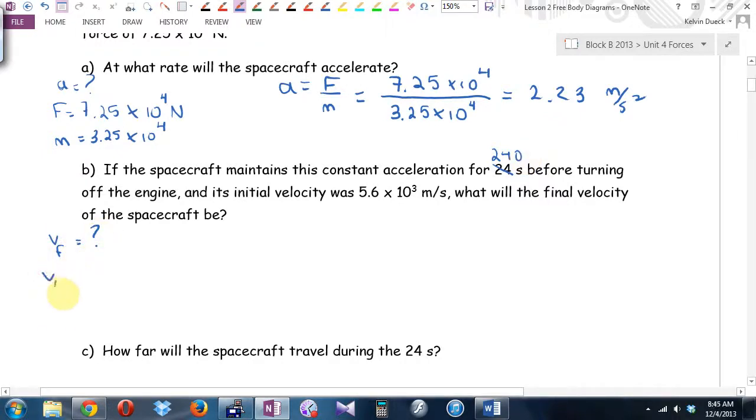Oh, and they told me v initial. That was 5.6 times 10 to the 3rd. And they told me time was 240. Oh, and what did I find in part A? No pun intended. So I know the acceleration is 2.23. Hey, have I got something that's got vf, vi, a, and t in it? And conveniently, the vf is even by itself already.